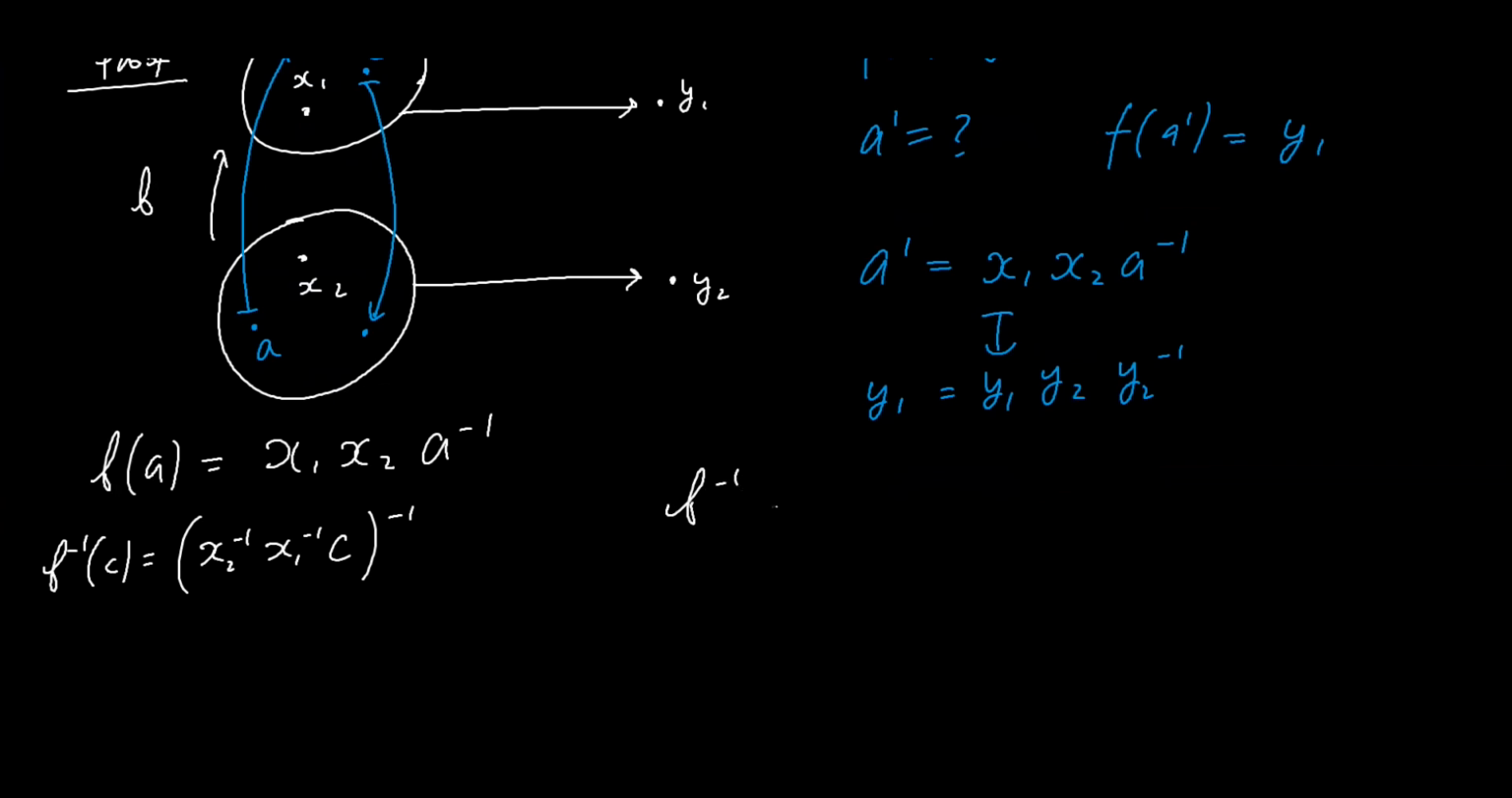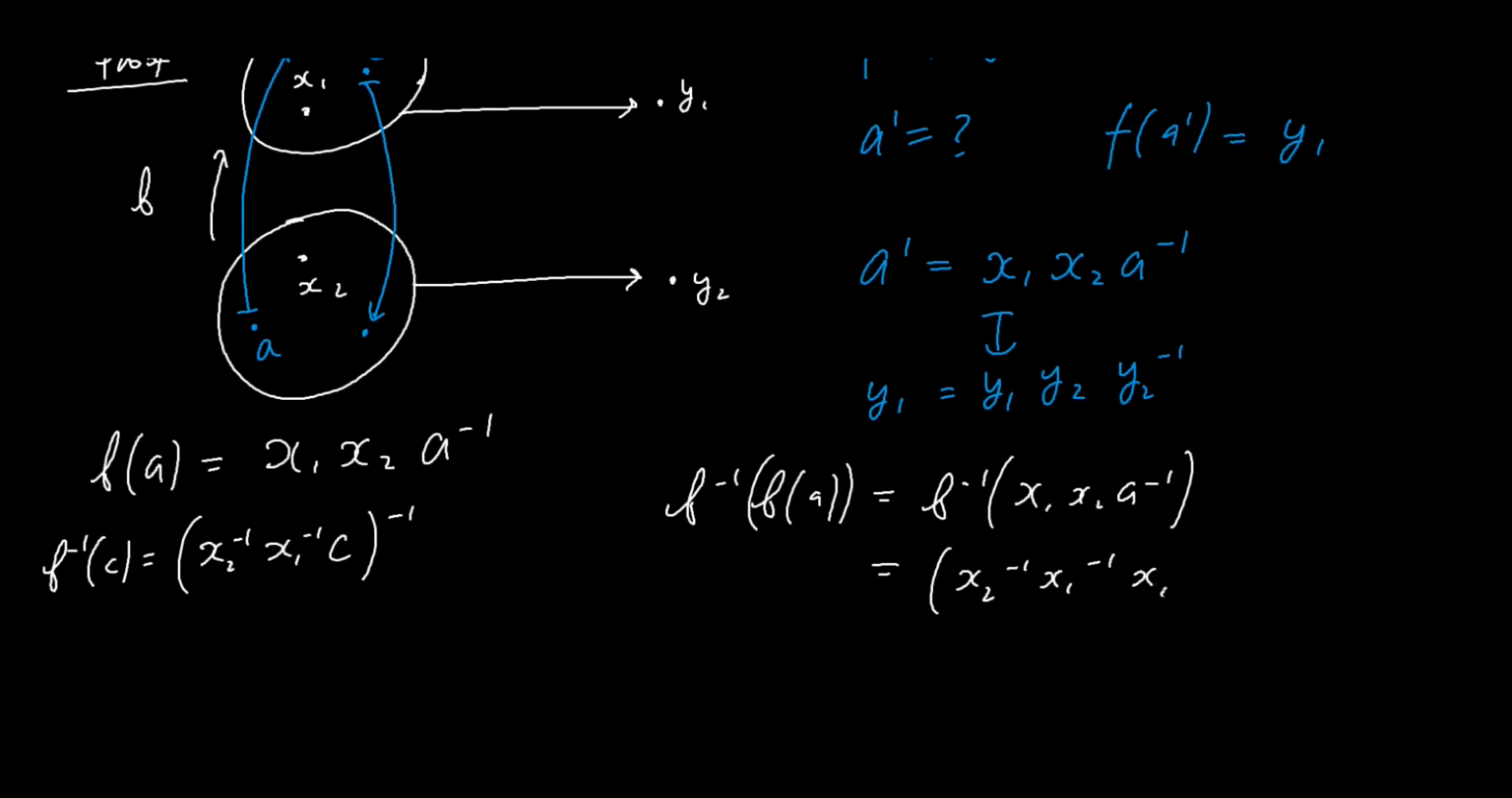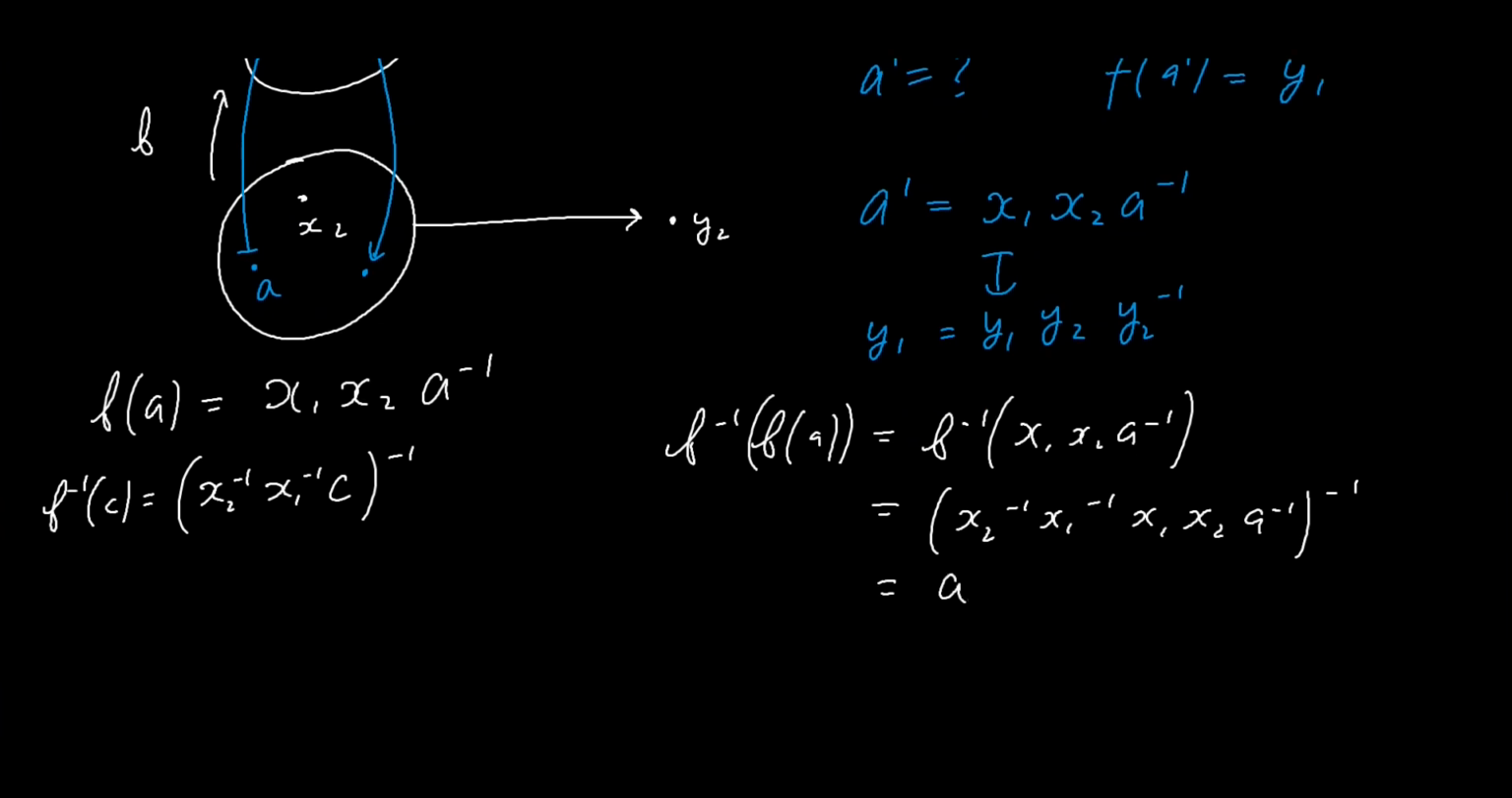So we have to check that b minus 1 of b of a equals a. So that would be b minus 1 of b of a is this, right? And now b minus 1 of this would be x2 inverse, x1 inverse, then c. So x1, x2, a minus 1, and the whole thing minus 1, which of course is a.